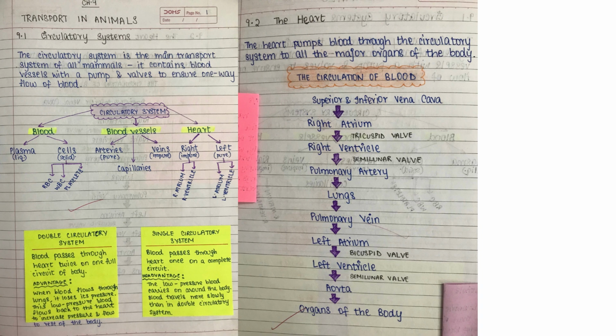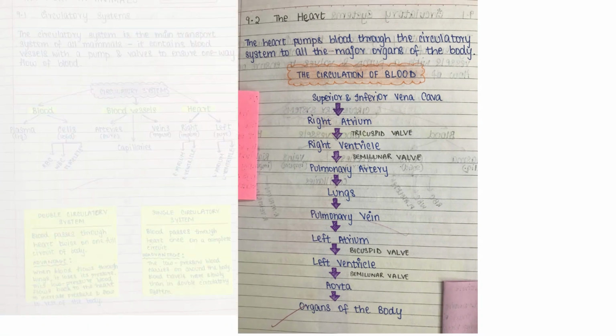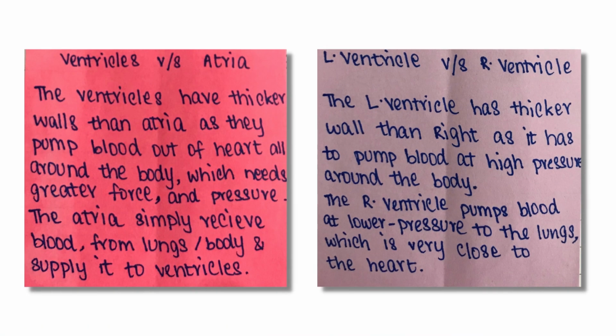The pulmonary artery is the only artery in the whole of our body which carries deoxygenated blood, whereas the pulmonary vein is the only vein in our body which carries oxygenated blood. So what is the difference between the ventricles and the atria? Ventricles have thicker walls than the atria, as they have to pump blood out of the heart, either all around the body or to the lungs, which needs greater force and pressure. The atria simply receive the blood from the lungs or the body and supply it to the ventricles.